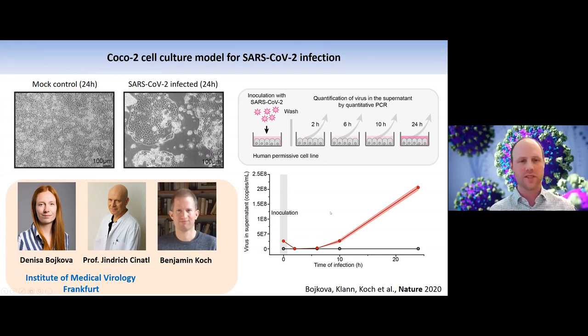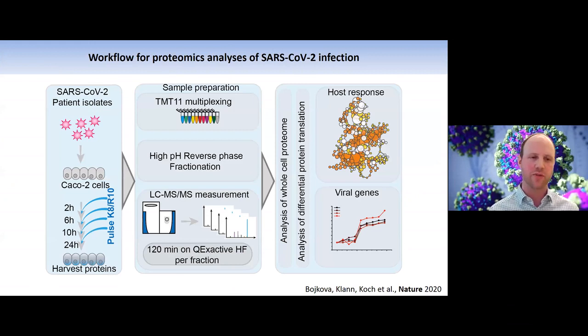And then we use this method that I mentioned before, this MEPROT, in a time-resolved manner to look over time at changes in translation and also in the total proteome upon infection with SARS-CoV-2. So here we had these CACO2 cells and infected them with this isolate. Then after 2, 6, 10, and 24 hours, we always pulse labeled for the same amount of time, and then harvested the proteins to look at total proteomes and translatome.